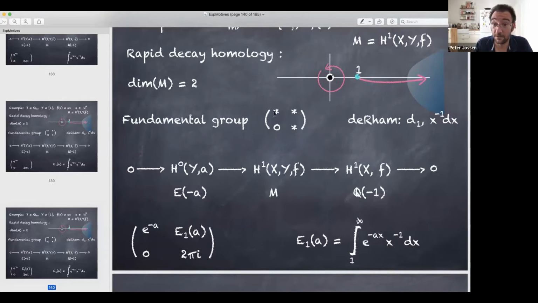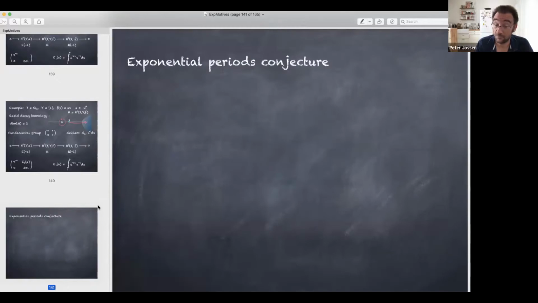But then the other 3 entries in the fundamental group, they can be chosen freely. So there's 2 copies of GM and an additive copy. And in the period matrix, it also looks like these 3 numbers that you get are kind of unrelated to each other. And there's not one which would be a rational multiple of another one also. And you can make this a conjecture here that such a thing is really true.